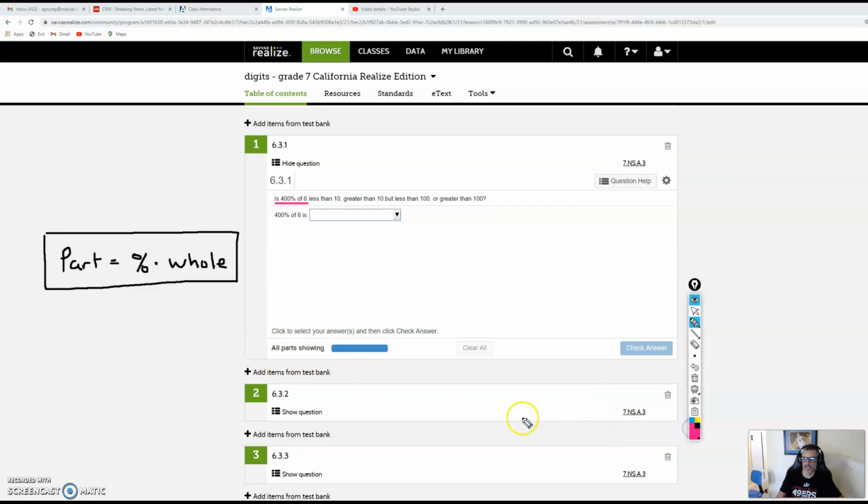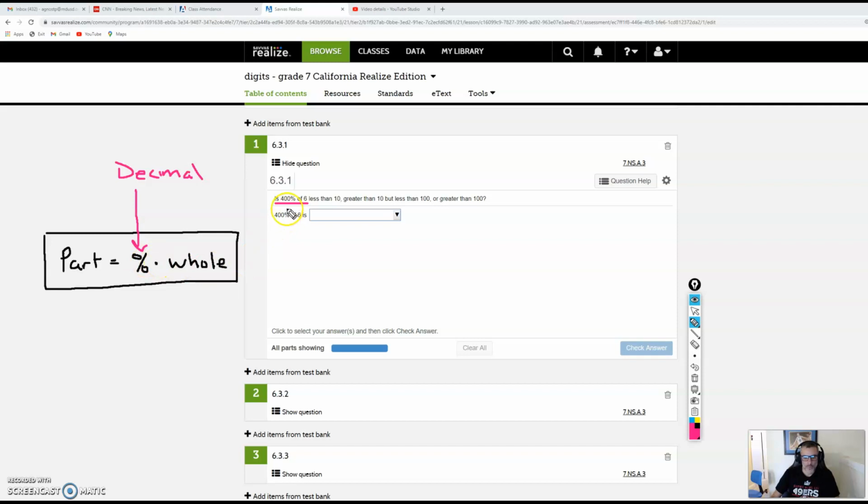Now, one of the keys to this is that when we write the percent here, we're not going to write it as a percent. We're going to write it as a decimal. Decimals are also known as standard form, and we can work with those. If I say 200%, I have to convert that to a decimal before I can do something with it.